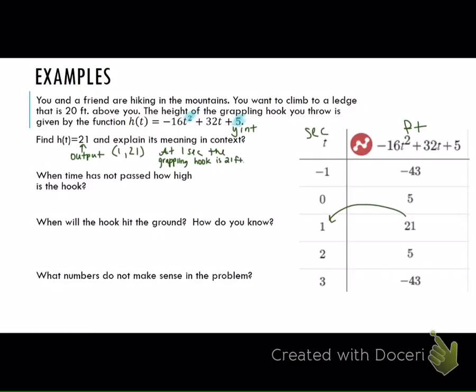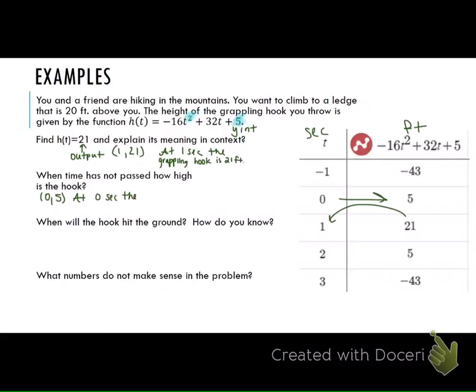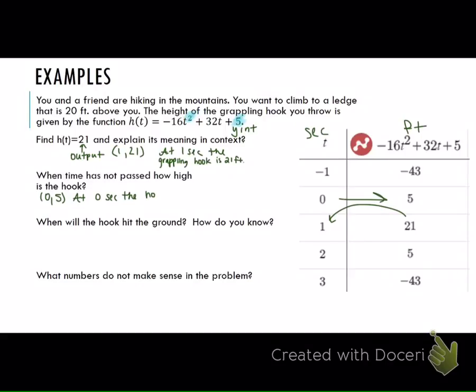Okay, please stop talking. When time has not passed, how high is our hook? Jack, how high is the hook when time has not passed? 5 feet. So at 0 seconds, the hook is 5 feet. Probably because somebody's holding it in their hand, around 5 feet. So that's why. When will the hook hit the ground?